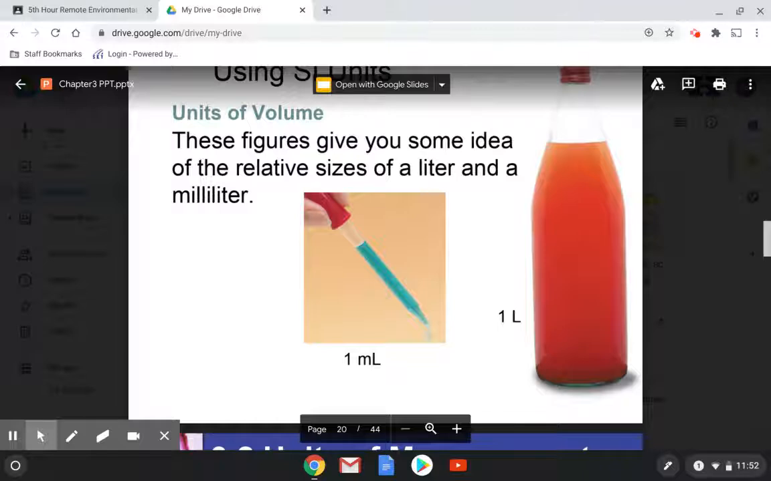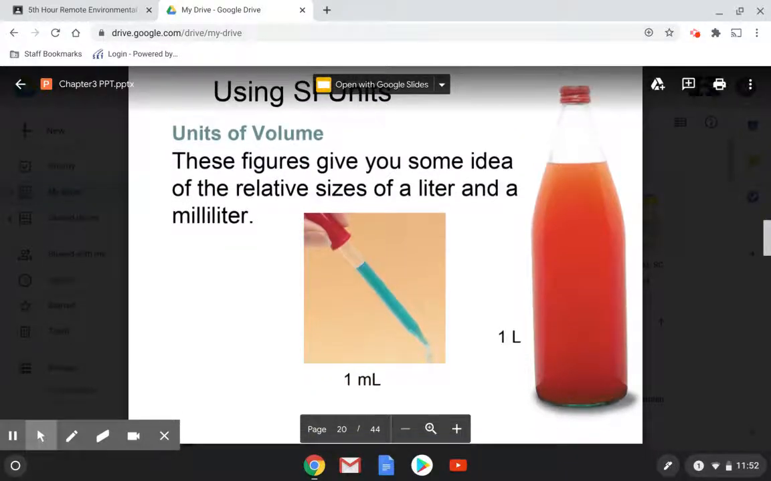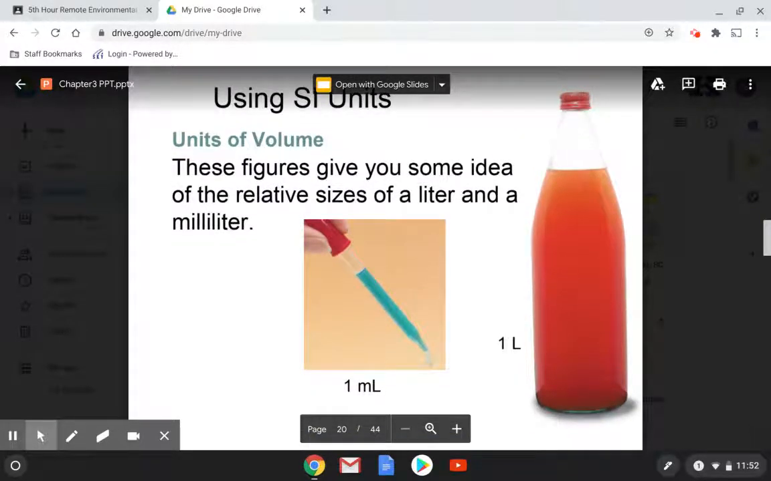So these figures might give a good idea. A milliliter is going to be a droplet from a pipette, possibly from an eyedropper. But when we talk about a liter, that's going to be like half of a 2-liter bottle, maybe a bigger bottle than a water bottle. And so these are a nice size comparison. But again, when we're talking about volume, we're talking about how much of it there is.